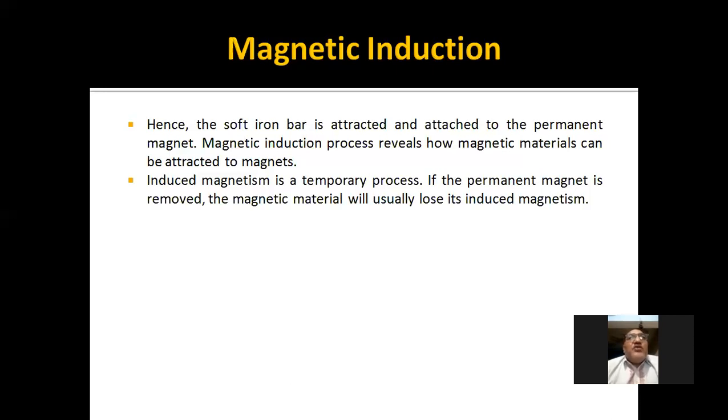When you take away the magnetic material from the permanent magnet, the magnetic material will lose its magnetism. It will lose its north and south, and it will become normal iron. It will not behave like a magnet anymore when you take it away from the bar magnet.